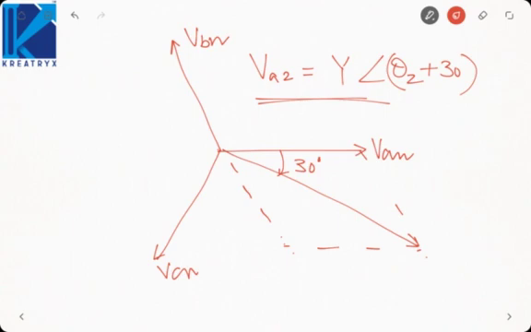Out of this, the most important are symmetrical components and the equivalent zero sequence reactance in case of a power system network. In the next lecture, we will start with the fault analysis, and we will see how to analyze the faulty conditions existing in a power system.